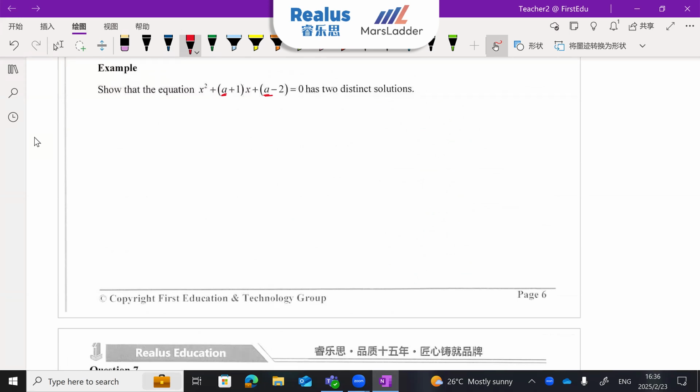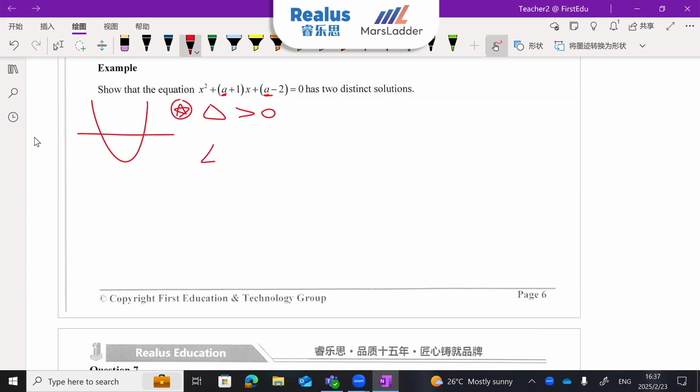We need to show that this quadratic has two distinct solutions, which means what? This quadratic has to look like this, with two solutions. What this means is you have to show that the discriminant is greater than 0. This is the key. You need to show this. So to show this, let's start with the discriminant.